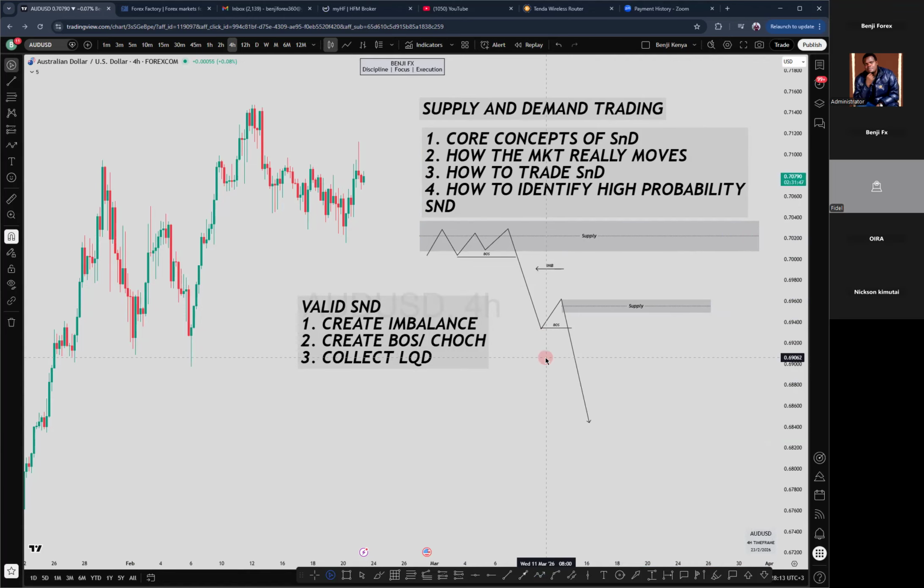So price moves because of imbalance. When there are more buyers than sellers, price rises. And whenever we have more sellers than buyers, the price falls. So retail trading reacts, institutions cause the move.